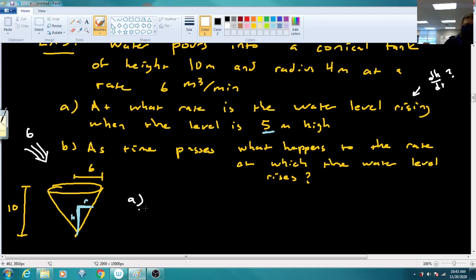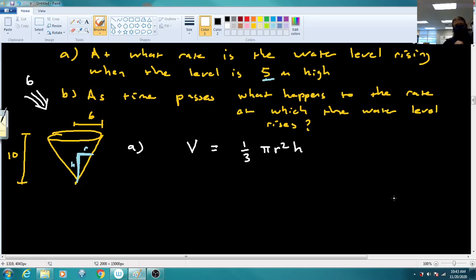The problem here is the radius also changes with respect to time. As the tank gets higher, the radius gets bigger. So we're going to start out with the volume of a cone, which is V = 1/3 πr²h. The first thing we need to do: we have V as the function name, r as the radius variable, and h as the height. We need to somehow get this all in terms of just one variable.